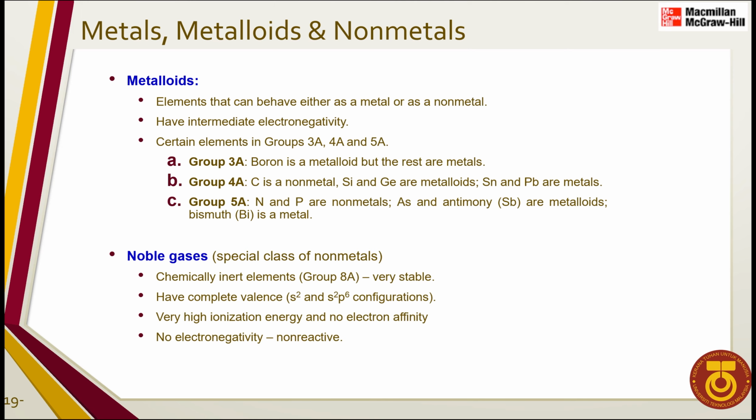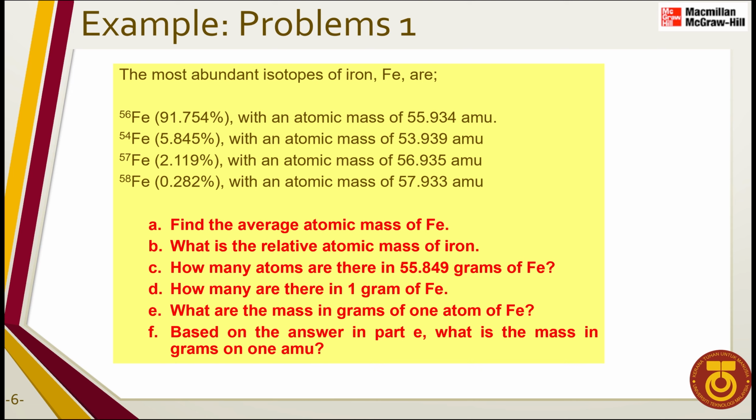Okay, so I think now we can go through some examples. Let's try problem 1. The most abundant isotopes of iron, ferrum, are these four isotopes with their percentages. We have 91.754% for ferrum isotope 56, and so on. For iron-56, the atomic mass is 55.934 amu. Here are the questions that need to be solved, so I would like you to try. The first one is to find the average atomic mass of ferrum.